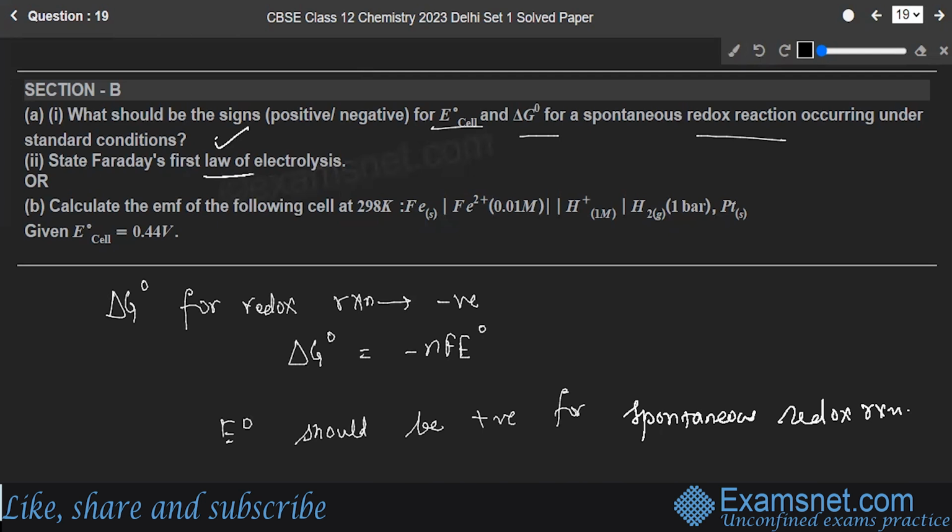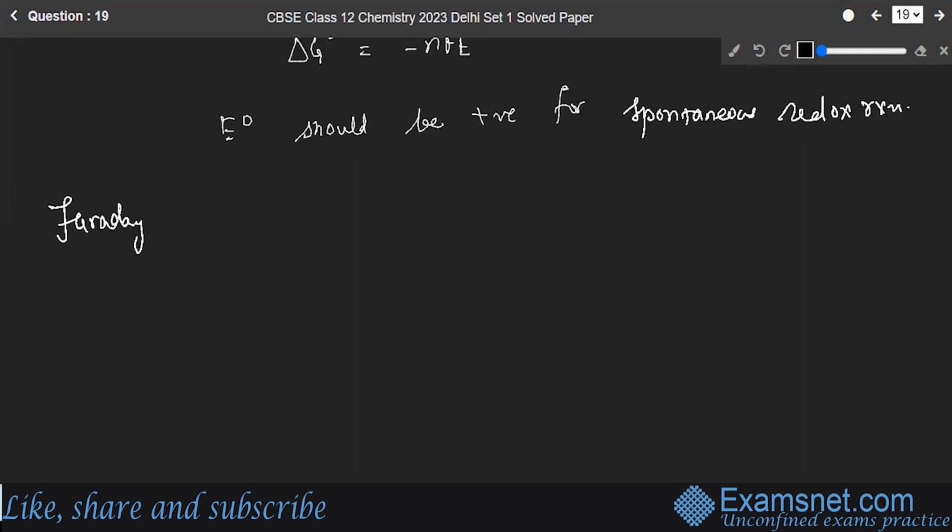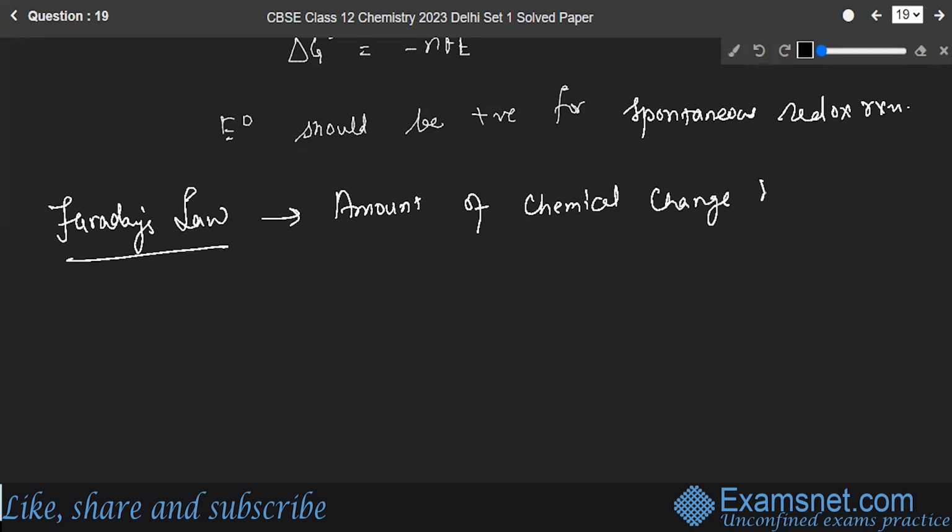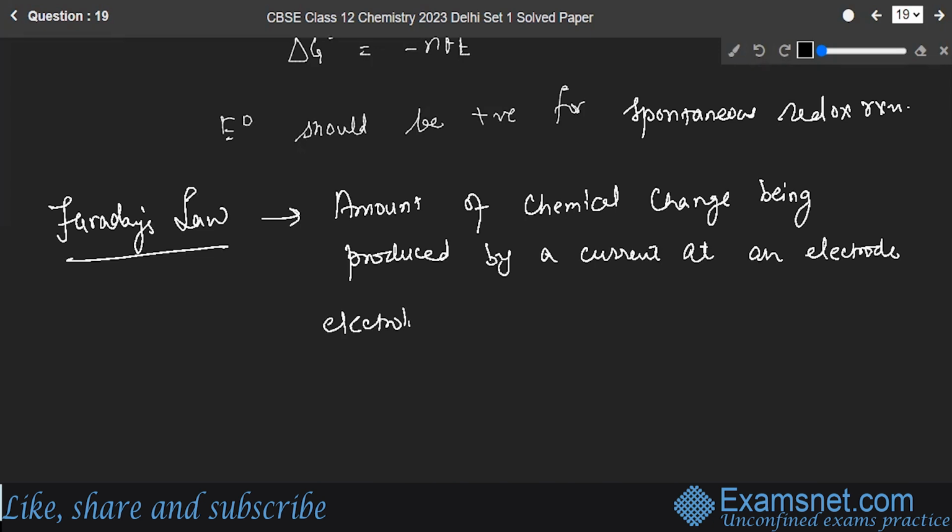Now the second one, Faraday's law of electrolysis. It states that the amount of chemical change being produced by a current at an electrode-electrolyte interface is proportional to the quantity of the electricity used. So Faraday's law states that the amount of chemical change being produced by a current at an electrode-electrolyte interface is proportional to the quantity of the electricity.